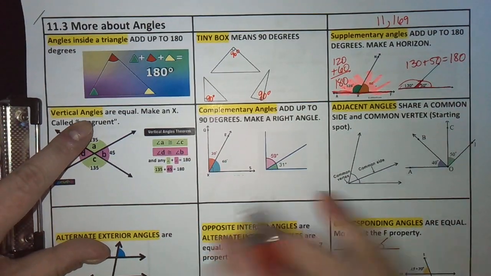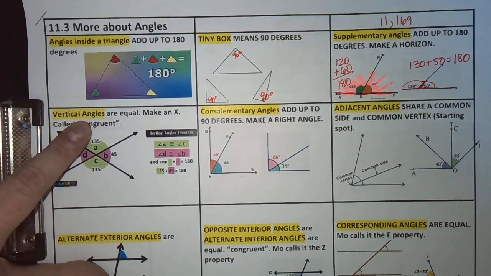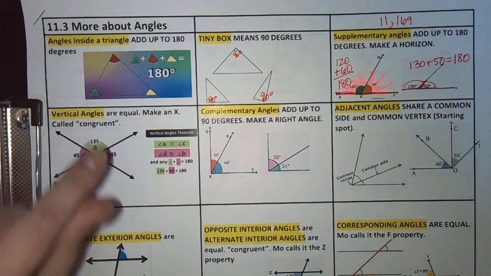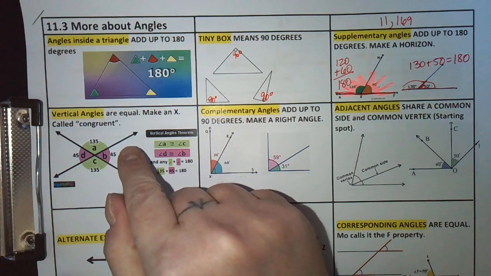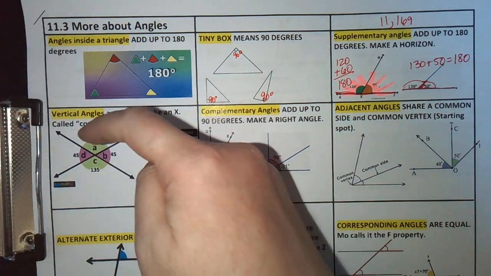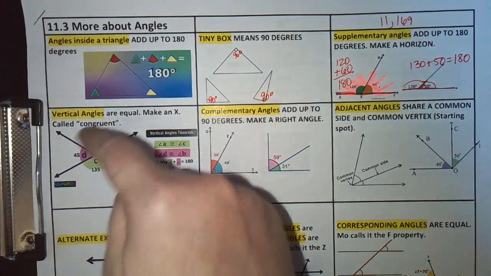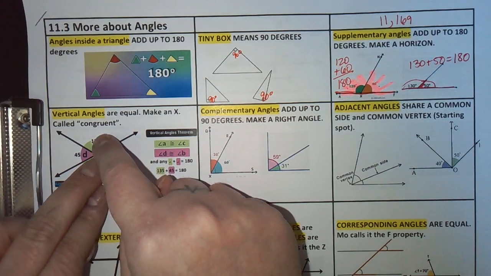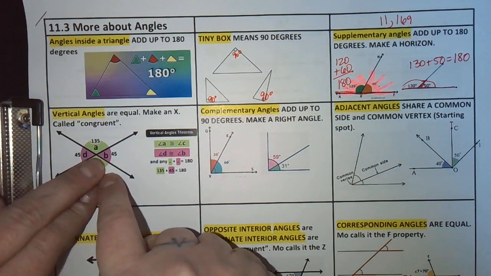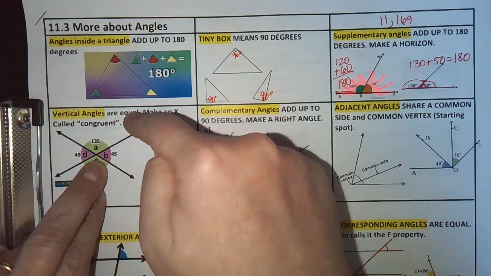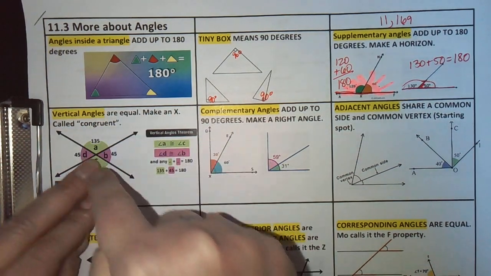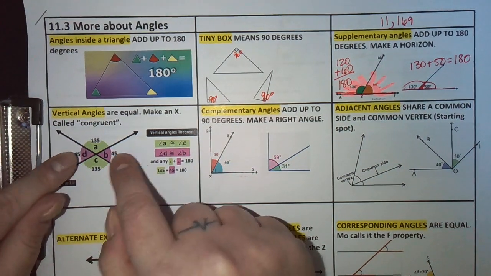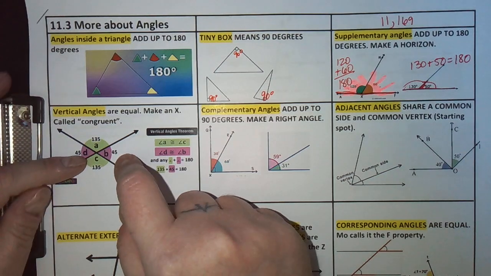Okay, vertical angles are equal and they make an X. And another word for equal in geometry is congruent. So if you look at this X right here, the top and the bottom, those are vertical angles. So if I just gave you the top angle, 135, and I said, hey, what's this one below? You could say, oh, okay, it makes an X. So two sides of the X are the same degree. And then this 45 and 45 are also vertical angles.